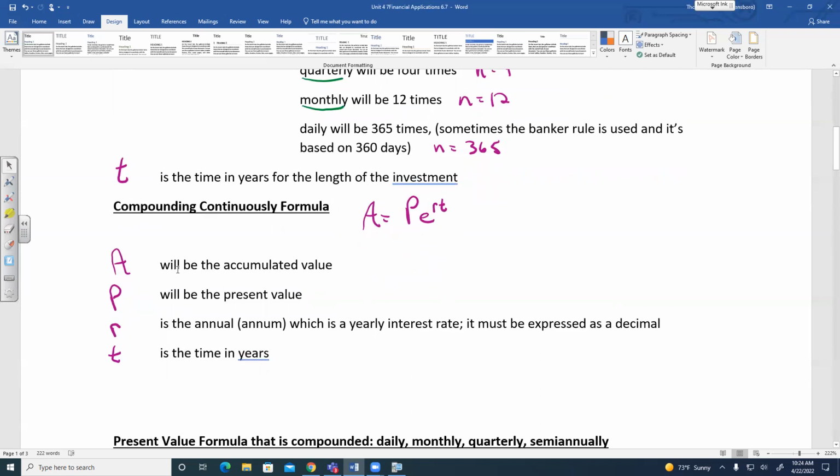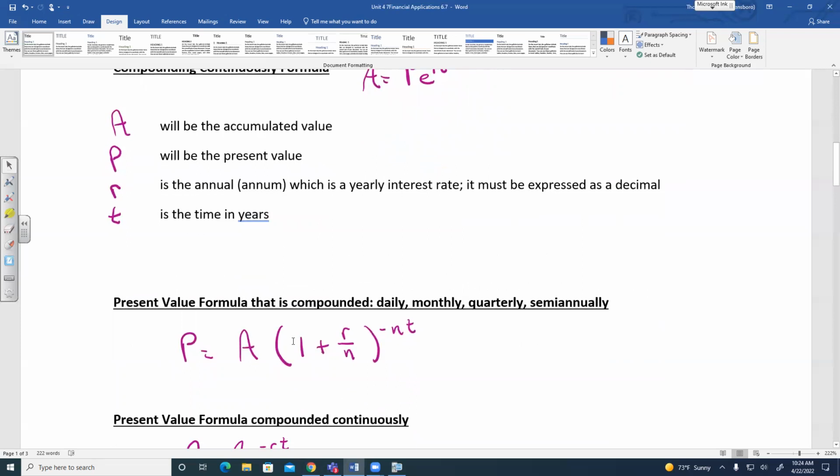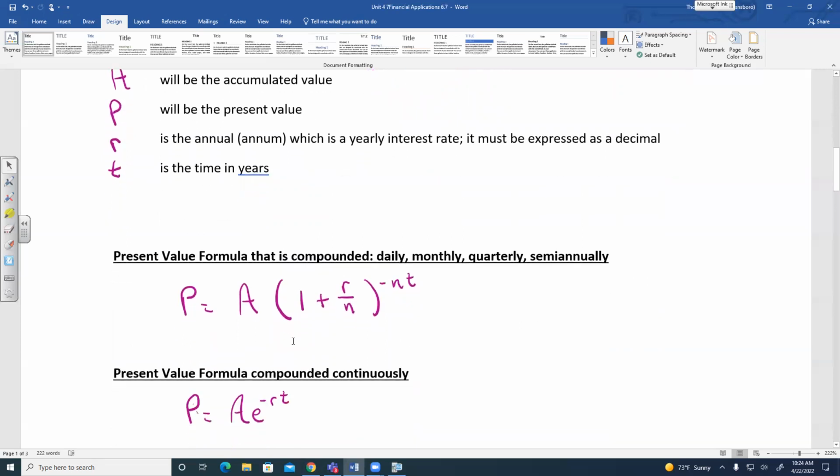So A again will represent the accumulated value, or the final amount. P is going to represent the present value, or the initial amount. R is the annual rate. Sometimes you may see the word per annum. So that's going to be the annual or yearly interest rate. And remember, it has to be expressed as a decimal when using this formula. And T is going to be the time in years, the length of the loan, or the length of the investment.